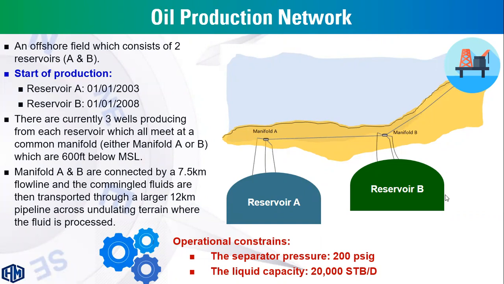Of the liquid processing capacity of the production system at 20,000 barrels per day. These are the constraints we have in this production system to consider during system optimization.